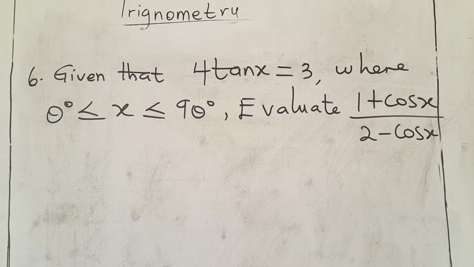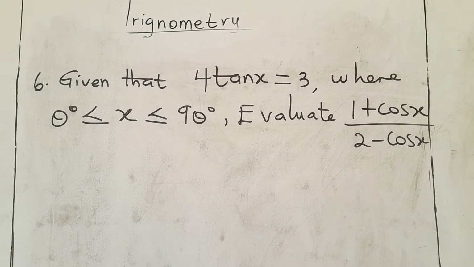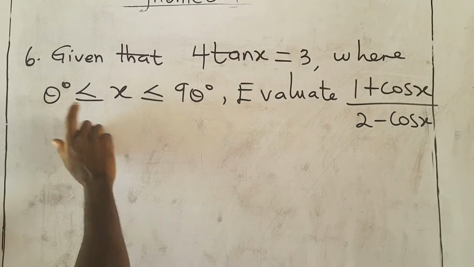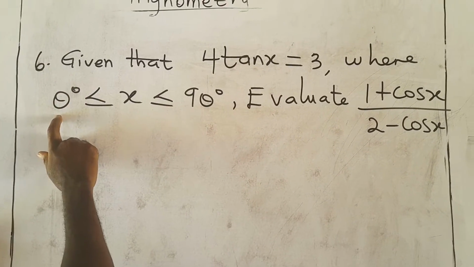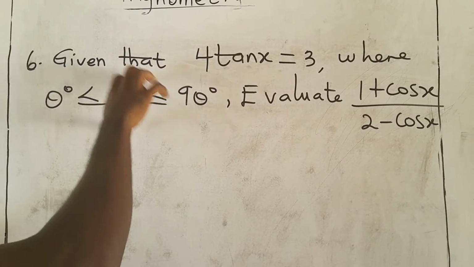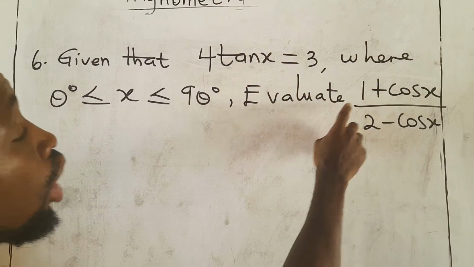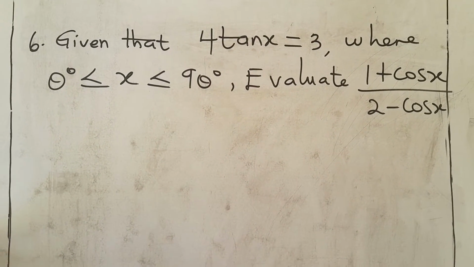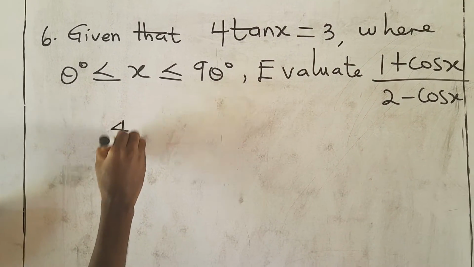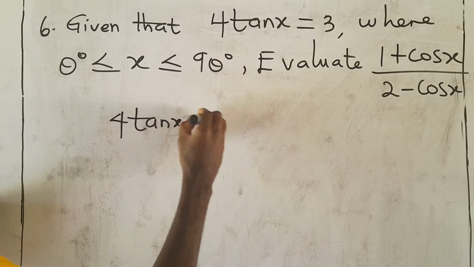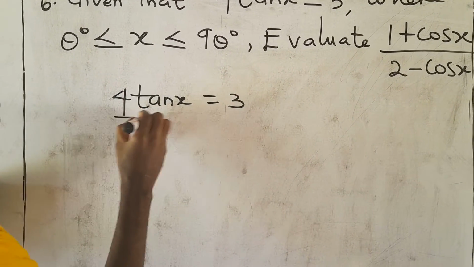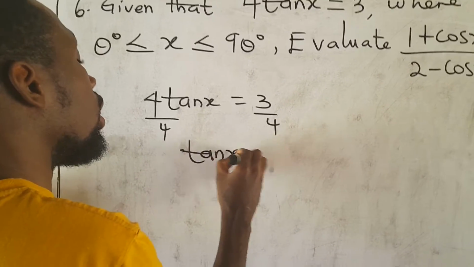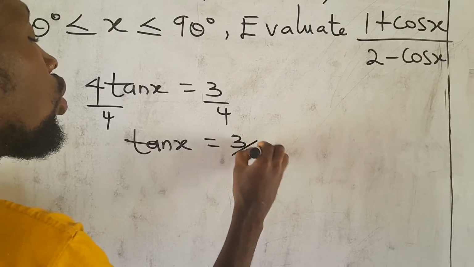Okay, so we'll solve our next question again. Please feel free to pause this video and try solving. So given that 4 tan x is equal to 3, where x is greater than or equal to 0 but less than or equal to 90, which implies that x is found in the first quadrant, we should evaluate 1 plus cos x over 2 minus cos x. So how do we do that? So remember, we say 4 tan x is equal to 3. When we divide both sides by 4, we make tan x the subject. So tan x will be 3 out of 4.